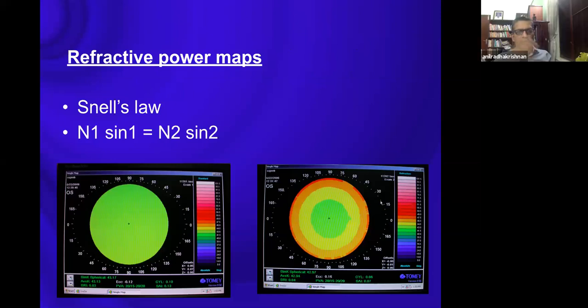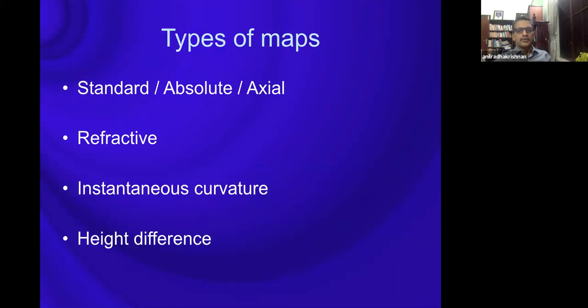There is something called a refractive power map also, which is available. In that, beyond the central 3.5 millimeters, you have to take into consideration the incidence of the rays and make the necessary correction. If you have a steel calibration ball with a 45 diopter power, in the axial curvature map, the center and the periphery will be the same color, while in the refractive power map there will be a difference. Only in the central 3.5 millimeters would it be similar to an axial curvature map. As it goes to the periphery, you have to take into consideration the angle of incidence of the rays, so there will be a change in the corneal power also.